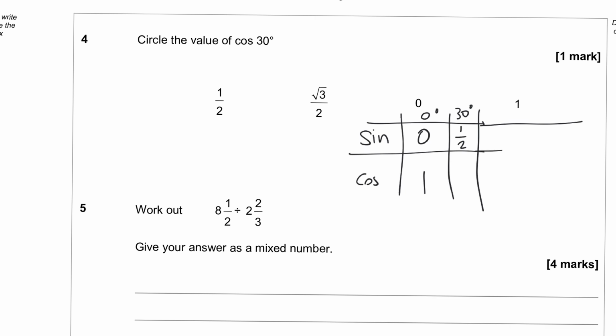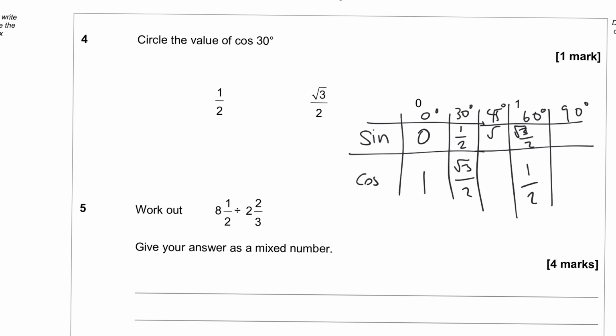Sorry, go back. 45 degrees, 60 degrees, 90 degrees, there we go. Yeah, that is a half down there. This one is root 3 over 2. This one is root 3 over 2. And then that's root 2 over 2, root 2 over 2. And then we've got 1 and we have 0.